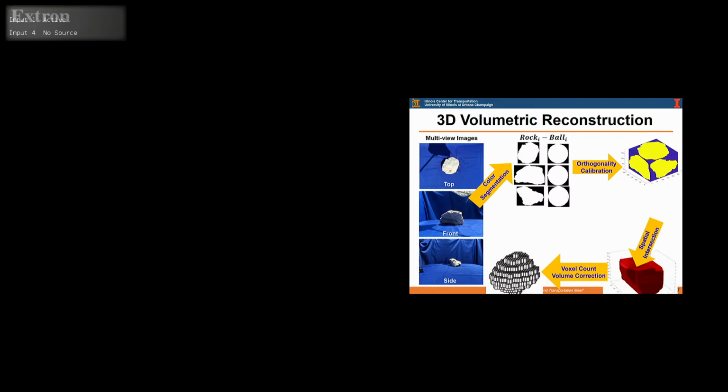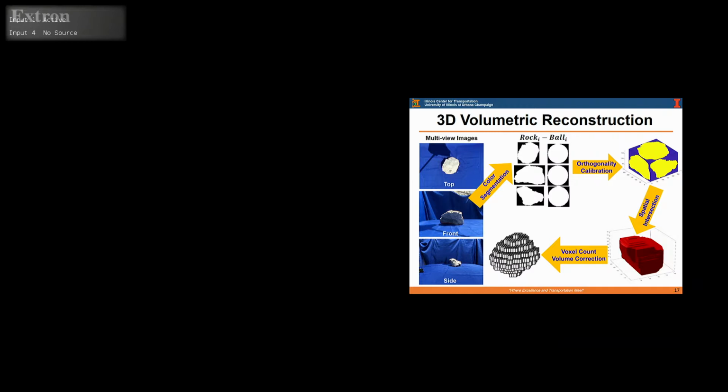Then we go to the 3D volumetric reconstruction algorithm. By taking those three views, we get three masks, three silhouettes of the rock. At the very beginning, we also have a calibration object, a calibration ball, before doing the imaging for the rock. We use that to calibrate the size of the rock and align the views from three directions. Then we do spatial intersection to get the 3D reconstructed volume, and by voxel counting and applying volume correction, we get the final volume.